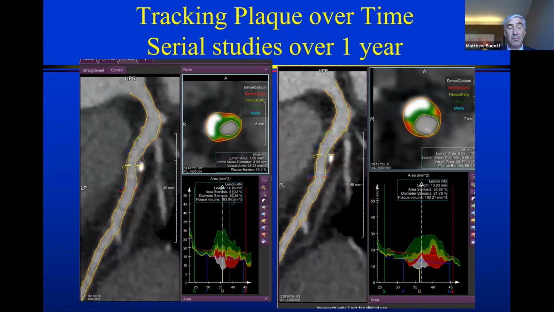So we have the capability now of using programs like QAngio CT to track atherosclerosis over time. We can take an image on the left at baseline. We can randomize patients to different therapies and then follow them up a year later, or 6 months later, or 18 months later, and see what changed and get plaque quantification.